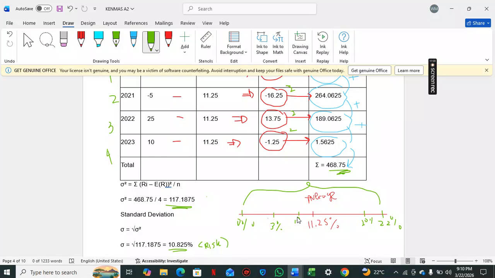A bigger standard deviation means your returns can fluctuate. If it's good, you might make more profit, but if it's bad, you make a bigger loss. But the smaller the standard deviation, the less your returns are going to fluctuate. They will be near the average. So remember it like this: high standard deviation, your returns will be far from the average, far from 11.25. Small standard deviation means your returns are going to be near this 11.25. Any questions, colleagues?